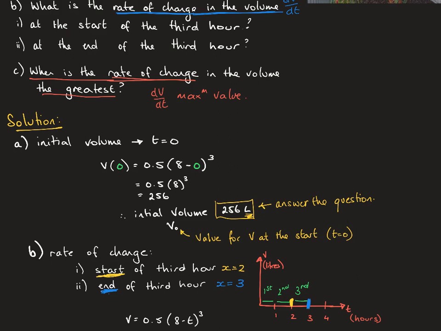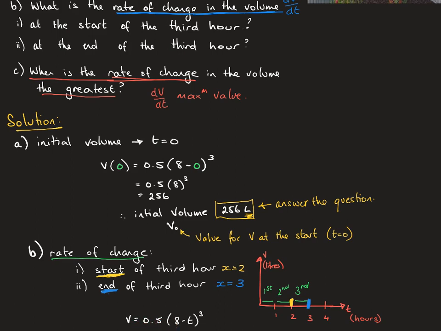Make sure that you check this idea here so that you're actually working with the right X value or the right T value, the right time value. Anyway, so to do this, we're going to substitute X is equal to 2 and X is equal to 3. The question asks us for the rate of change, so we're going to substitute those two values into the derivative of the V function here.